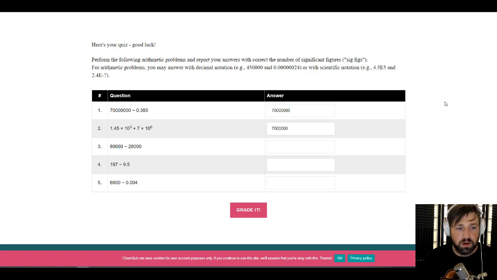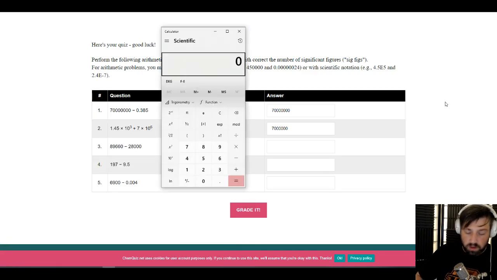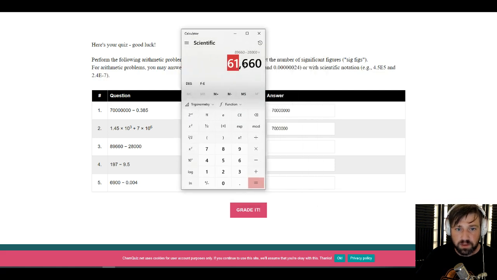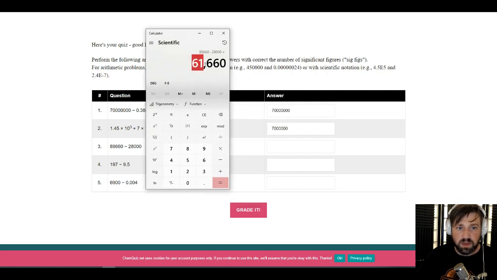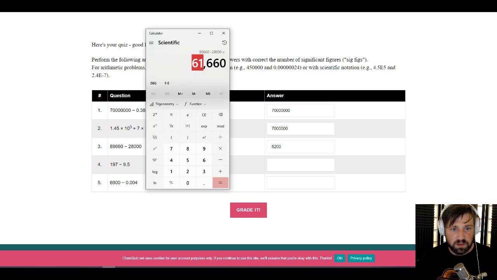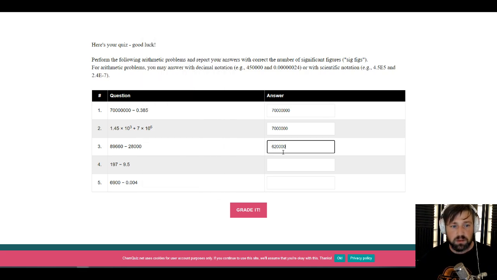And we're going to pull out our calculator. And we can do that calculation. 89660 minus 28000. We have a thing. We're going to round to the thousands place. So that means we're going to round right here. We're going to round up. So the next number is a 6. So it's going to be 62,000. Did I say 62,000? Yeah, 62,000. Okay. Yes, 62,000.